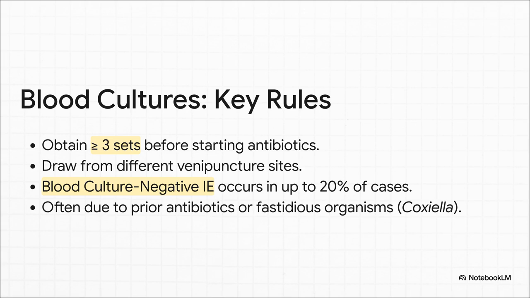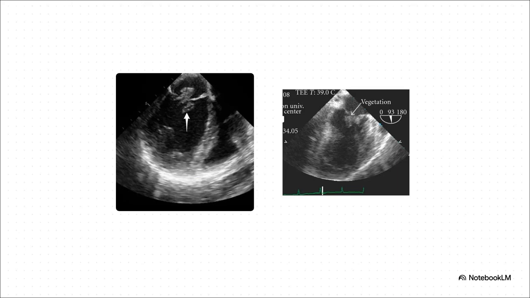You'll essentially be hiding the culprit. This leads to something called blood culture negative endocarditis. And trust me, that makes everything a million times harder to figure out. Okay, so after cultures, we need to see the heart. That's where echocardiography comes in.